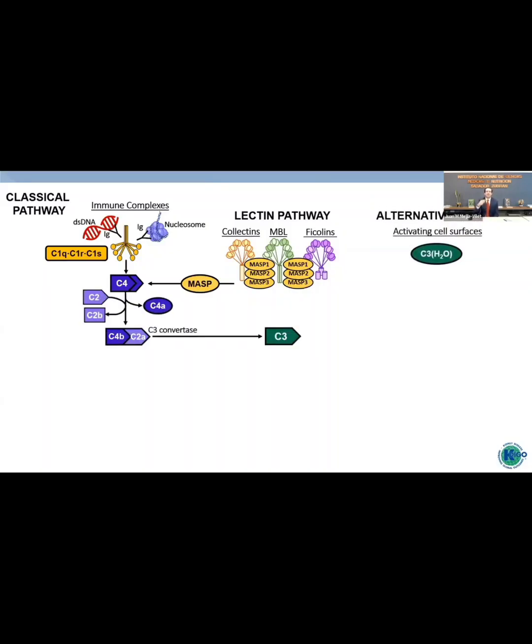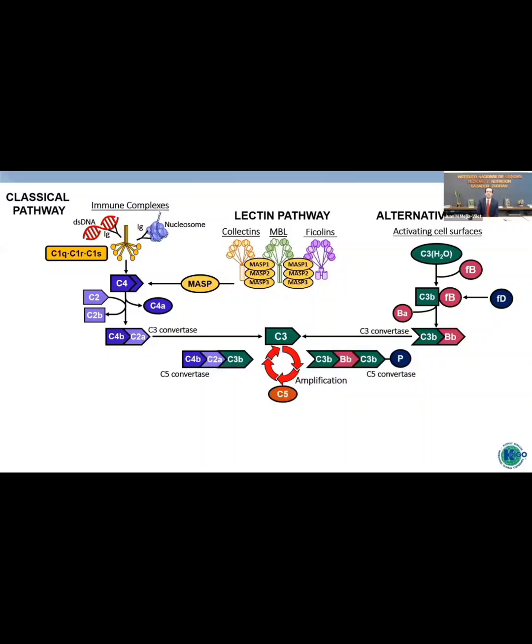A third way to activate complement is by the alternative pathway. And this pathway, you know, is continuously activating by a tick-over mechanism and also inactivating. But once in contact with activating cell surfaces and with the help of some other proteins like factor B, factor D, the alternative pathway is a potent way to activate complement. And all 3 pathways join into a common pathway in C3 and C5 activation.